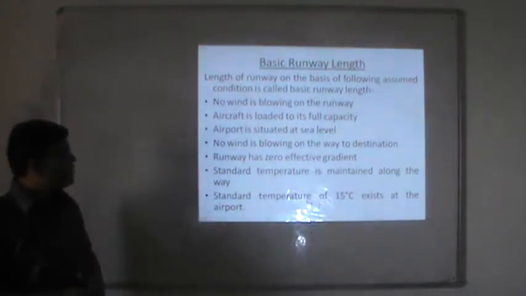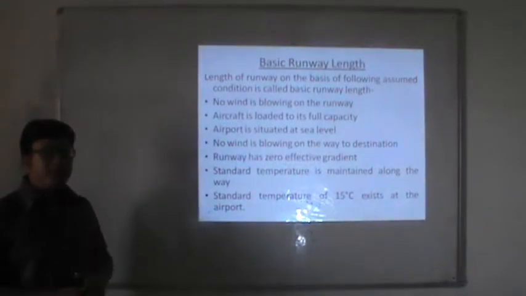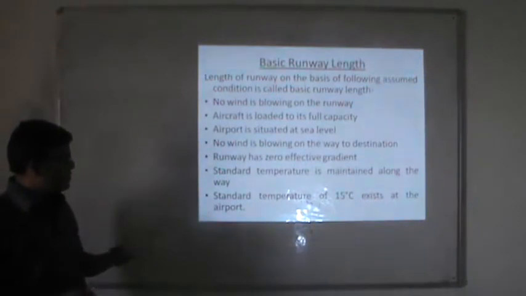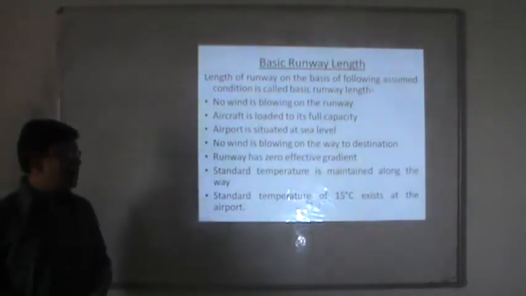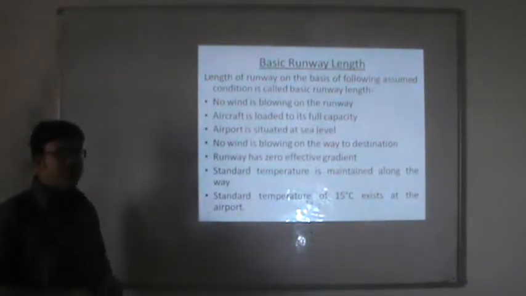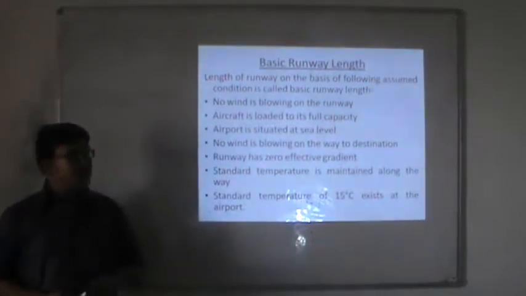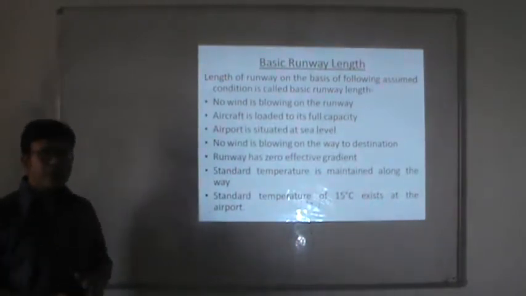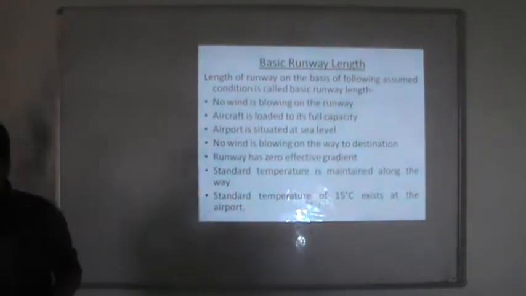Then we assume no wind is blowing on the way up to the destination. Then the runway has zero effective gradient, and we also assume that the temperature is maintained along the way, at 15 degrees centigrade at the airport. So this is also one of the assumptions. On the basis of these assumptions, we try to find out the length of the runway.